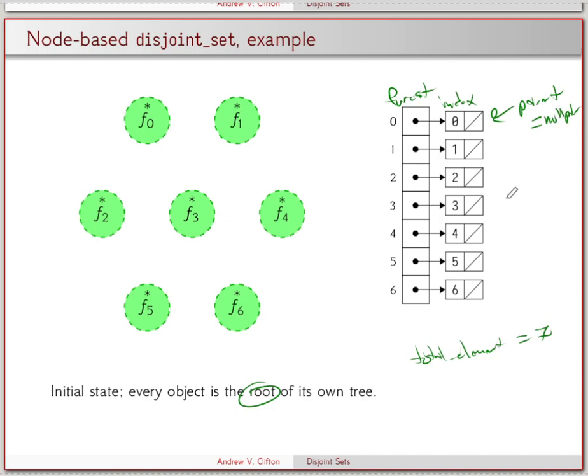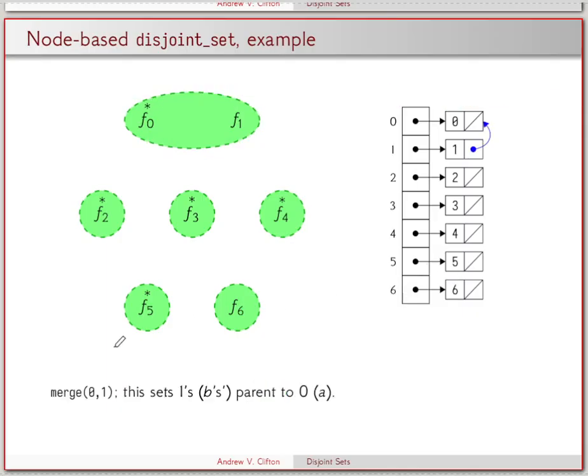Okay, so again, the first thing we're going to do is merge 0 and 1. So let's see what happens. When we merge 0 and 1, we're going to take 1, which is b, and we're going to set its parent to point to 0.